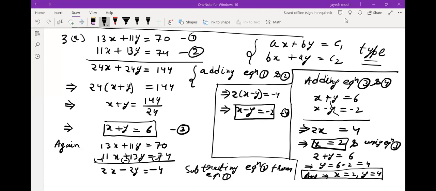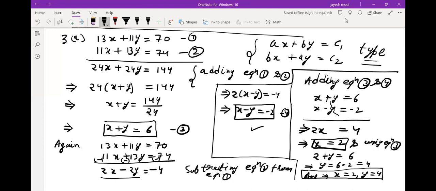Now we subtract equation 2 from equation 1. So 13x plus 11y equals 70, minus 11x plus 13y equals 74. All the signs will be changed: minus 11x minus 13y equals minus 74. When we subtract, it means we add both actually. 13x minus 11x, 2x; 11y minus 13y, minus 2y; equals 70 minus 74, minus 4. So 2 is common on the left hand side, 2 into x minus y equals minus 4. It implies x minus y equals minus 2.